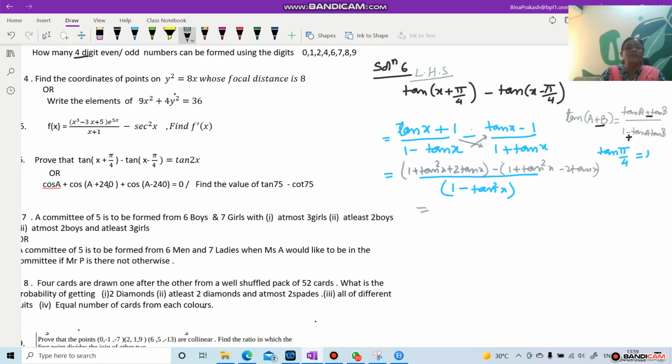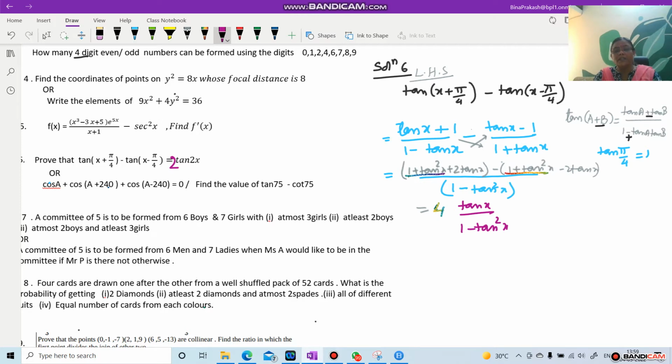See 1 plus tan square x, they get cancelled. This quantity gets cancelled with this. But what is left is 4 times, it is 4 times tan x upon 1 minus tan square x. So here there has to be, it is 2 tan x. It's not 4 tan 2x, it is 2 tan x.